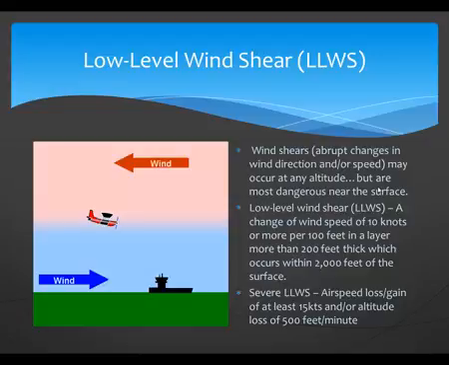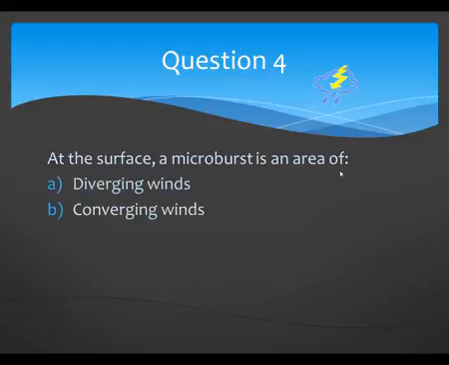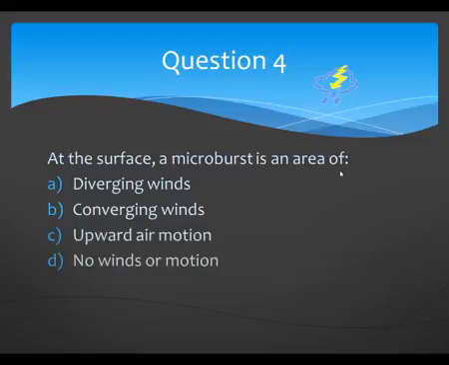A severe low-level wind shear is an airspeed loss or gain of at least 15 knots and/or altitude loss of 500 feet per minute. That leads us to question 4. At the surface, a microburst is an area of A. diverging winds, B. converging winds, C. upward air motion, or D. no winds or motion.